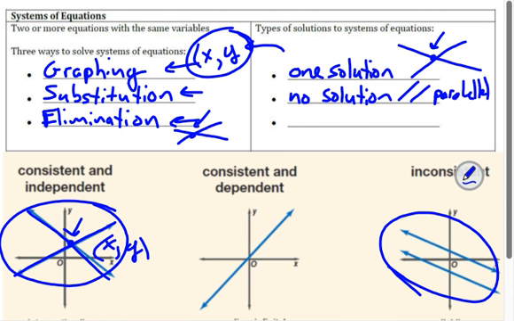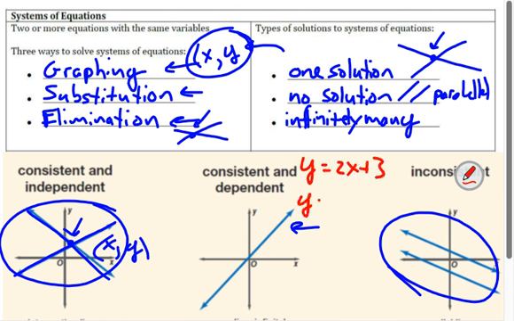Okay, and the last one, infinitely many solutions. And this looks like one line here, but basically when you have infinitely many solutions, it's when you have the same equation. Like one equation equals y equals 2x plus 3.